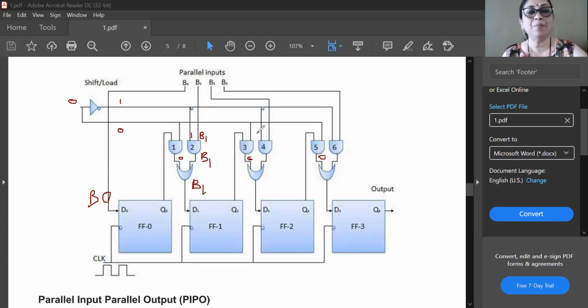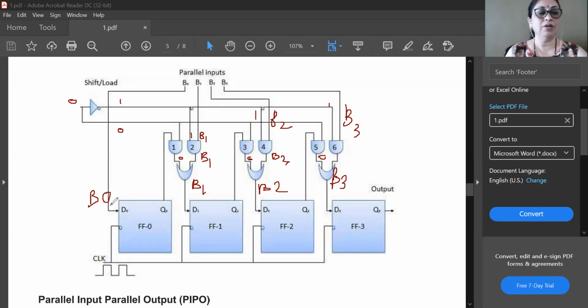Input of the second flip-flop, in this way, again it will be 1 and it will be B2. So here it will be B2. So 0 plus B2 again. Here you can see to D2, B2 input is applied. Similarly, if you consider this third flip-flop, then again you can observe this is 1, this is B3, this is B3, and this is also B3. So B3 input is applied at the input of flip-flop number 3.